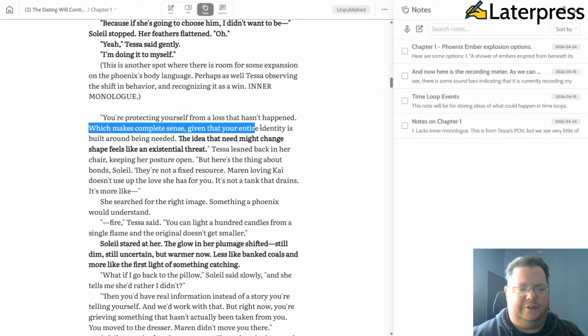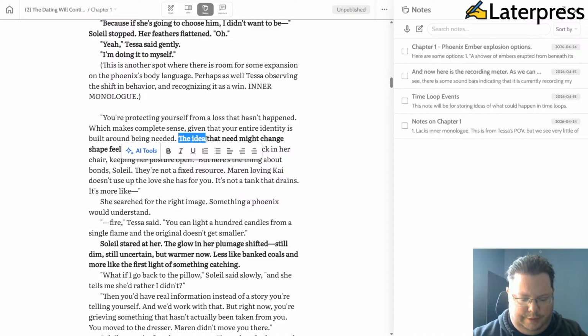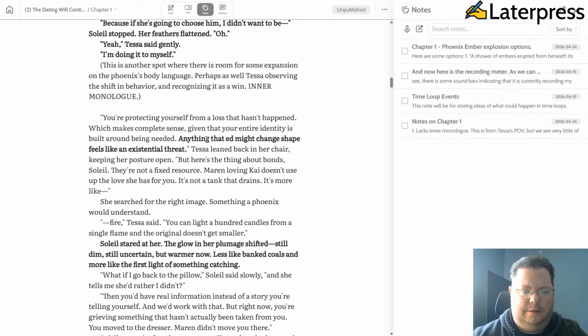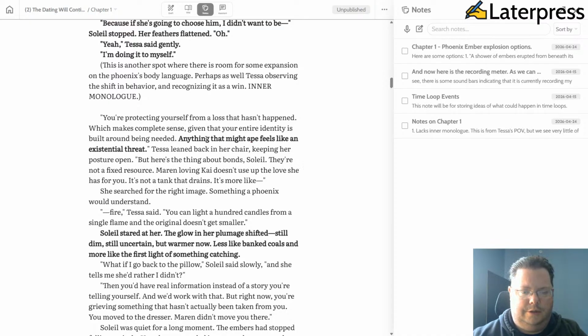Which makes complete sense given your entire identity is built around being needed. Anything that might change that feels like an existential threat. I'll just trim that down a little bit. Tessa leaned back in her chair, keeping her posture open. But here's the thing about bonds.